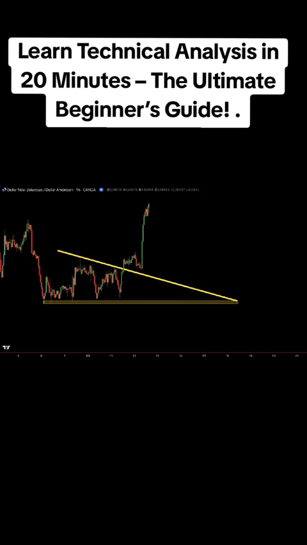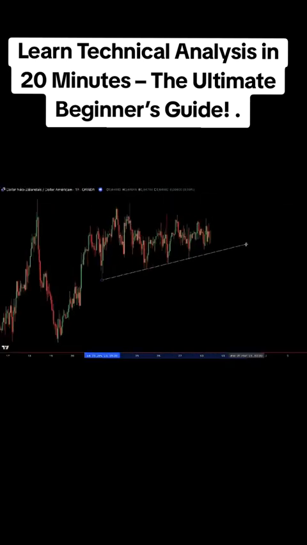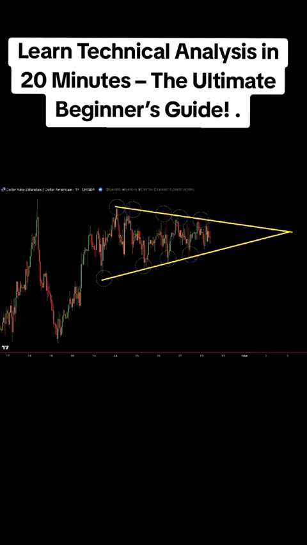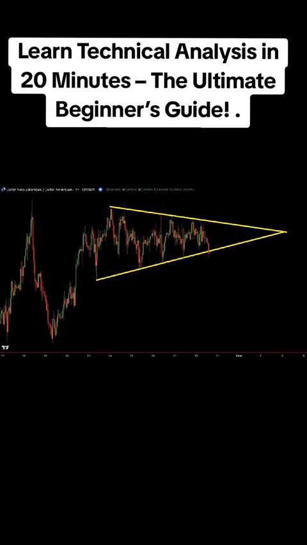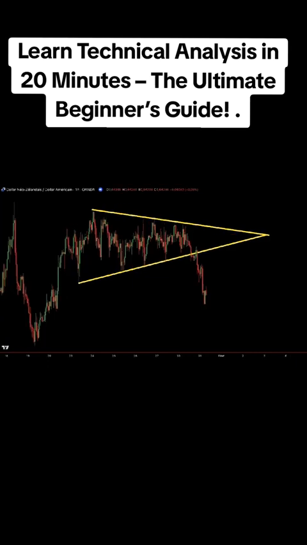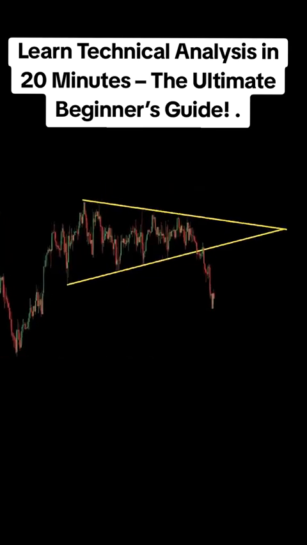a reversal pattern. A symmetrical triangle forms when price creates both lower highs and higher lows, meaning that buyers and sellers are in balance, and the market is getting squeezed into a smaller range. This pattern doesn't have a clear bias. It can break out in either direction, depending on who gains control. The breakout direction determines whether the price will continue higher or lower.